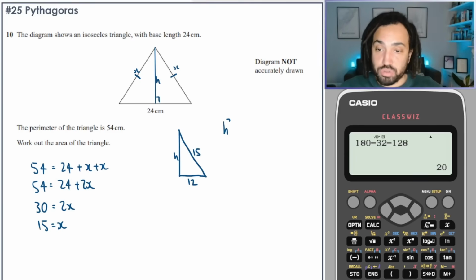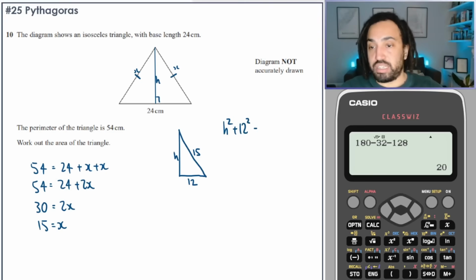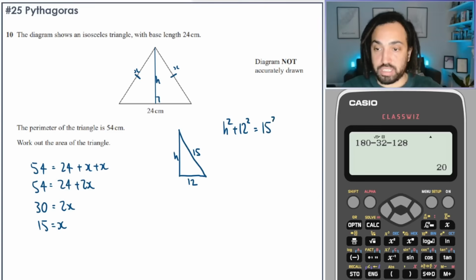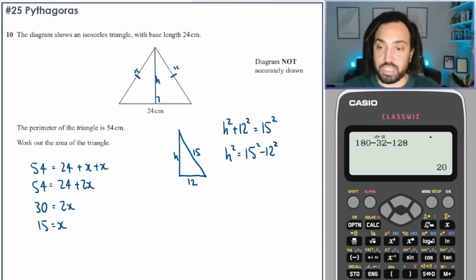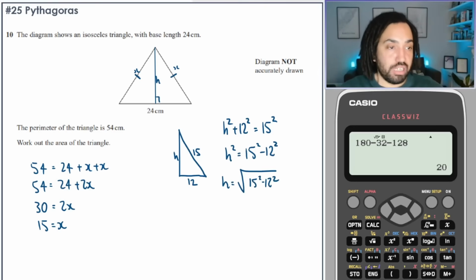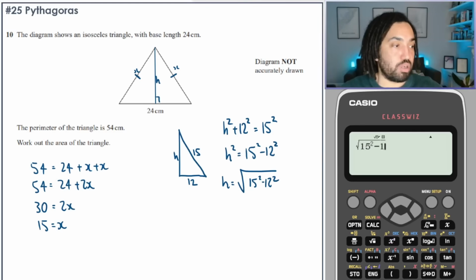We know that the two short sides squared and added together is equal to the long side squared. So rearranging this equation, I can subtract the 12 squared from both sides, and then to find h, I can square root my answer. So on my calculator, I type the square root of 15 squared minus 12 squared. And this gives me an answer of 9.